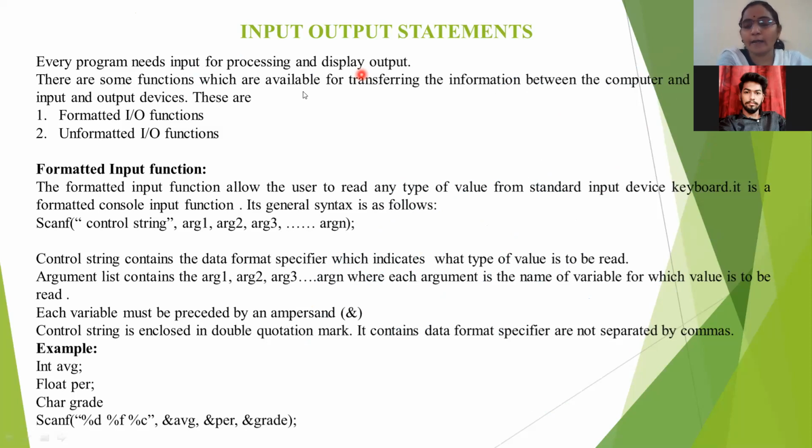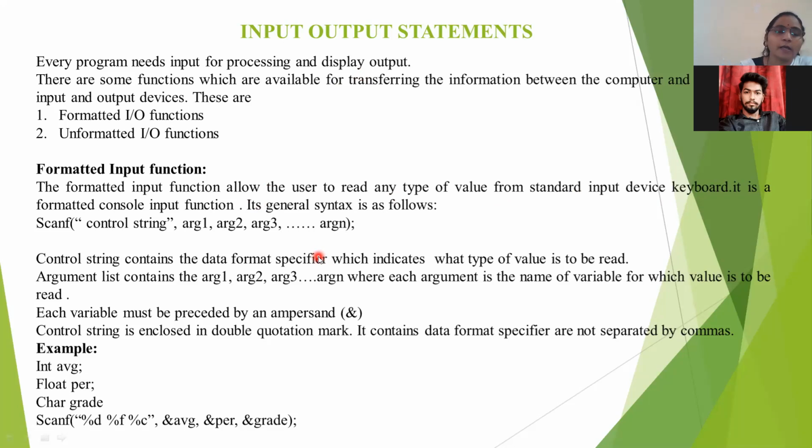The set of functions is categorized into two different categories: formatted input-output functions and unformatted input-output functions. Out of these, first we see the formatted input functions. What do we mean by formatted input functions? These functions allow the user to read any type of value from the standard input device, the keyboard. If you want to give some input through your keyboard, then you should use the formatted console input function.